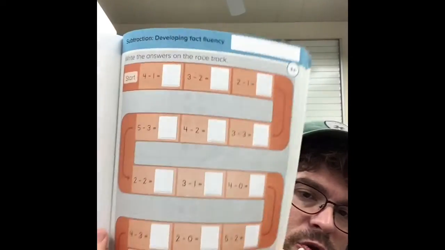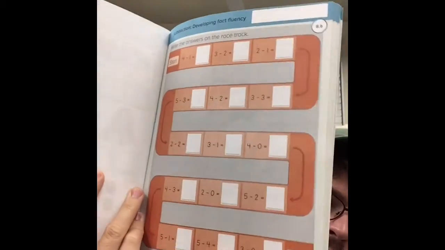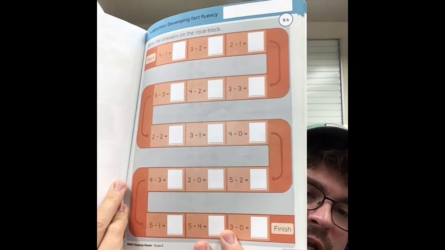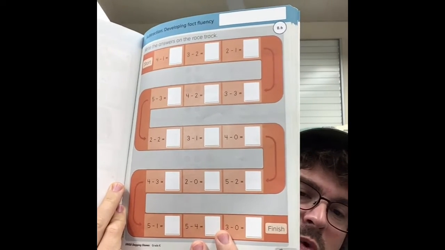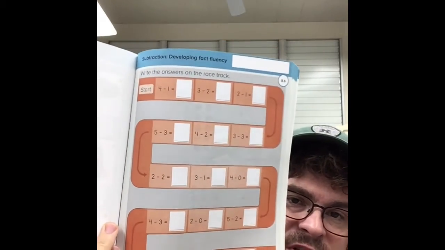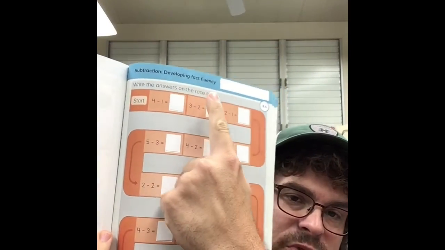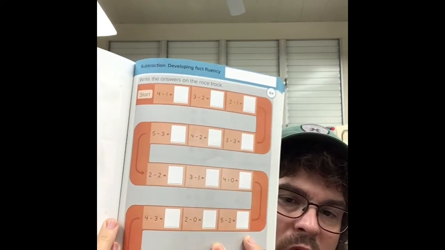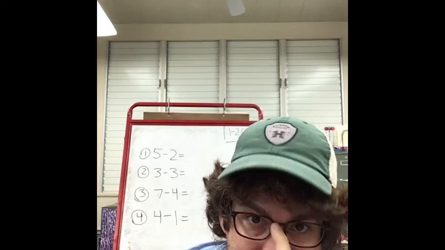So today we're going to work on page 121 in your book. It says 121 down here in the corner, 121. It's got a little green hammer, and it says subtraction, developing fact fluency. Fact fluency is all about how fast you can solve these problems, okay? So fluency means speed or rate or how fast can you solve problems.